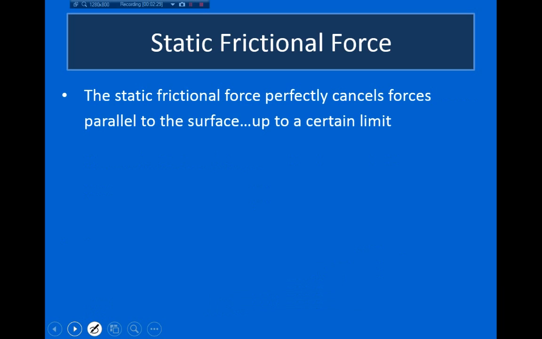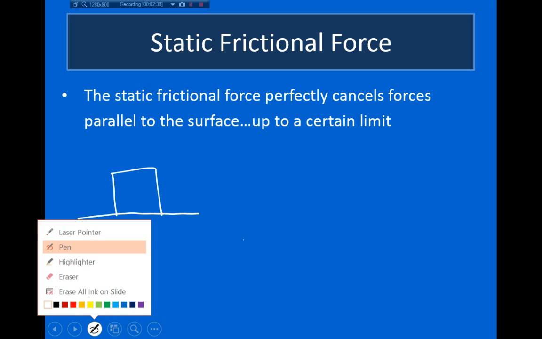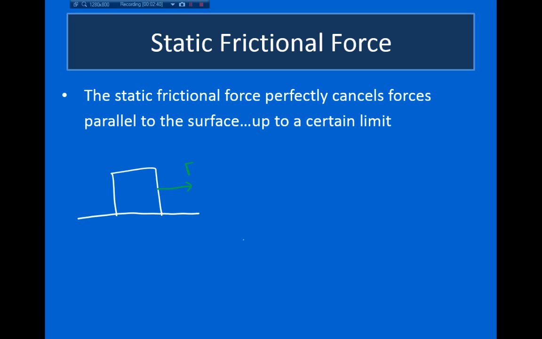So the static frictional force perfectly cancels forces that are parallel to the surface up to a certain point. So let me draw a little picture here. If I have some object, and I apply a force to this object, the static frictional force will be equal and opposite to that applied force. Now if I increase the applied force, so say I now apply a really, really large force, as this force gets longer and longer, eventually the applied force will exceed the maximum static frictional force.